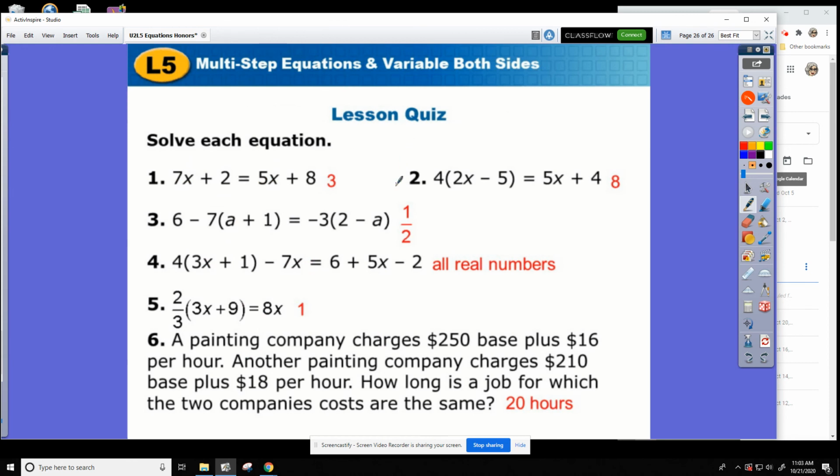Okay, here's a lesson quiz. I left the answers on there if you want to try it. Your assignment is a PDF. You are to do all the even numbers, and I'd like to see the questions written with the answers, please. Thank you. Let me see if I could stop the recording.